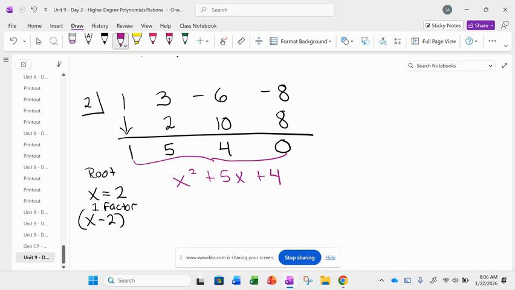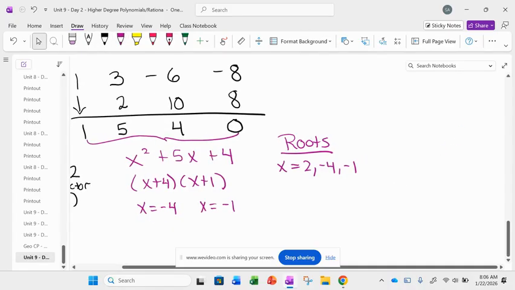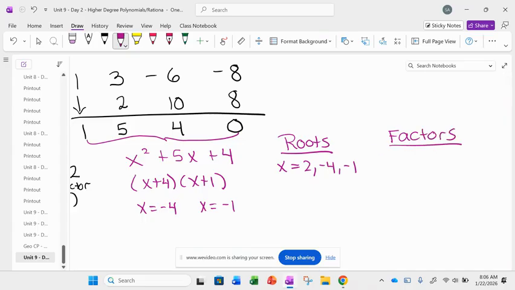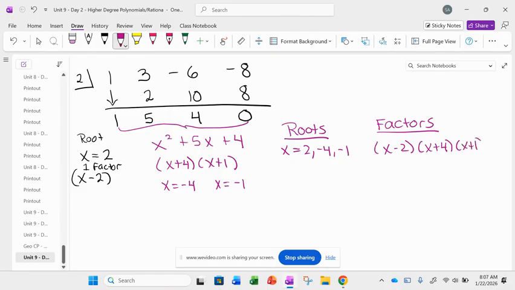Can I factor this? Yeah, if we factor this, it's x plus 4, x plus 1, which gives us roots of x equals negative 4 and x equals negative 1. So now our roots are going to be x equals 2, negative 4, negative 1. That's part of the answer. What was the other part of the answer? Factors. So our factors are going to be x minus 2, x plus 4, x plus 1.